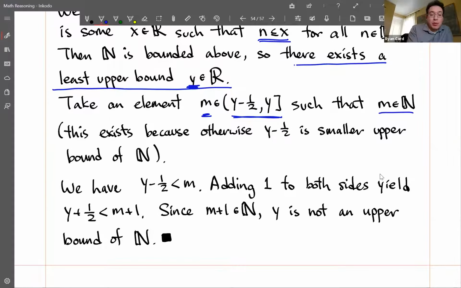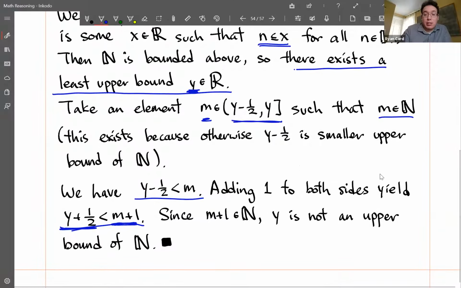Okay, so that's equivalent to saying y minus 1/2 is less than m. If you add 1 to both sides, we have y plus 1/2 is less than m plus 1. But remember, if you have a natural number, plus 1 is still a natural number. So m plus 1 is a natural number that happens to be bigger than y plus 1/2. In particular, it's bigger than y. So that's the contradiction. y is not an upper bound of natural numbers.